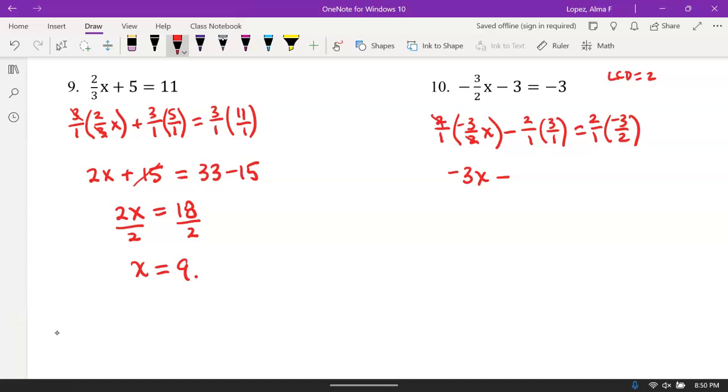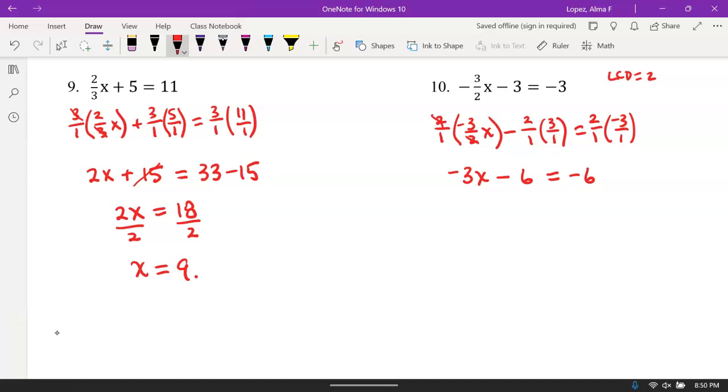Minus, multiplying straight across because there's nothing to cancel. 2 times 3 is 6 over 1, which is 6. And here I think that's just supposed to be a negative 3. Oh, sorry about that. I'm going to multiply straight across, and I'm going to end up with a negative 6.